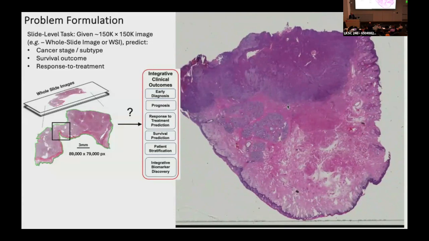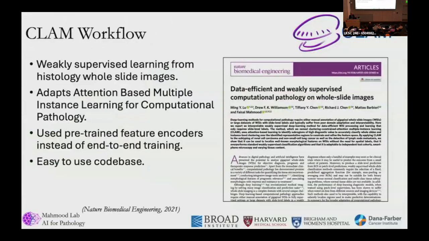So to tackle some of these problems back in 2021, we did some work where we tried to use weakly supervised learning, essentially architecting attention and multiple instance learning for pathology and making it easy to use pathology whole slide images, slide level labels, while still being able to do this in a data efficient way. The code and everything around this was made publicly available, and it's been used extensively by the community.